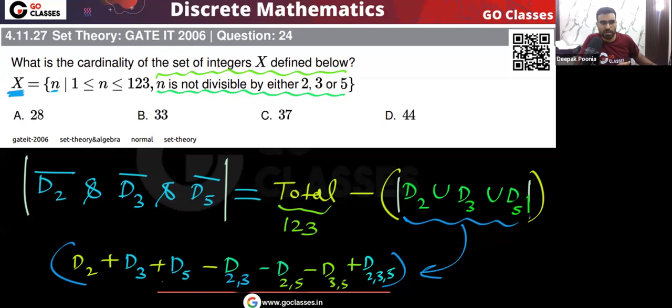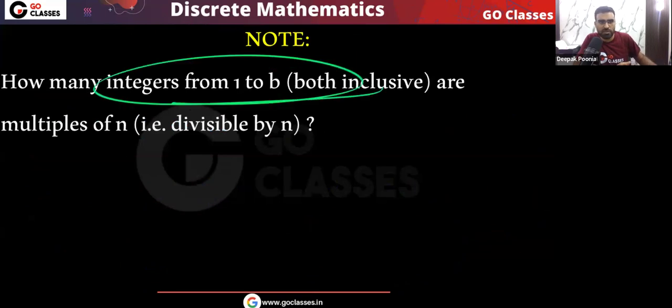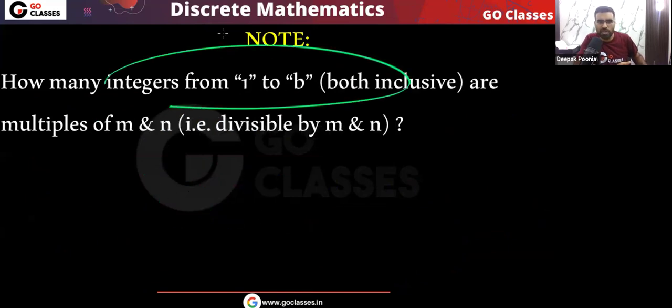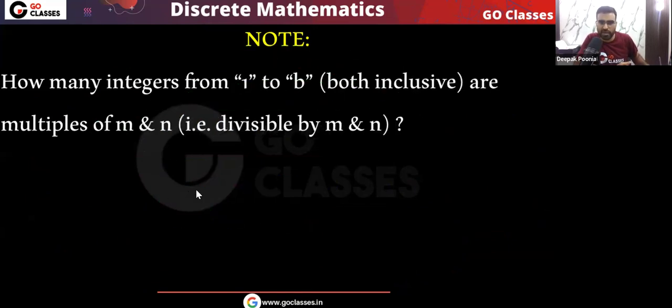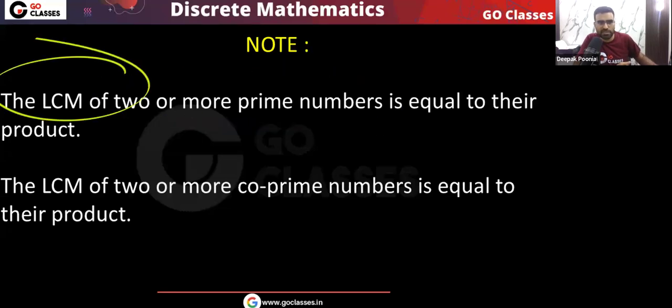Now let me tell you some important points. From 1 to b, how many are divisible by n? That is b divided by n floor, we have already seen. How many from 1 to b are divisible by m and n? Divisible by m and n simply means divisible by the LCM. So that will be b divided by the LCM of m comma n. Also, I told you that if you have two or more co-prime numbers, then finding LCM is very simple, just multiply them.